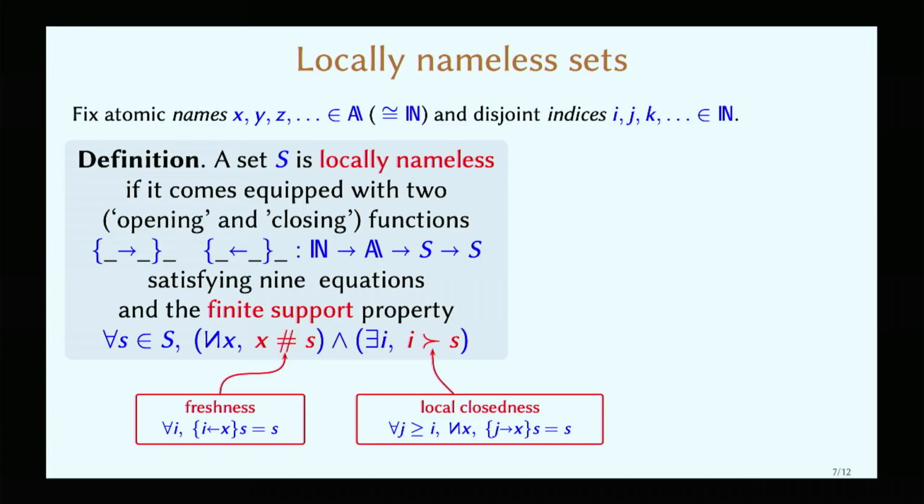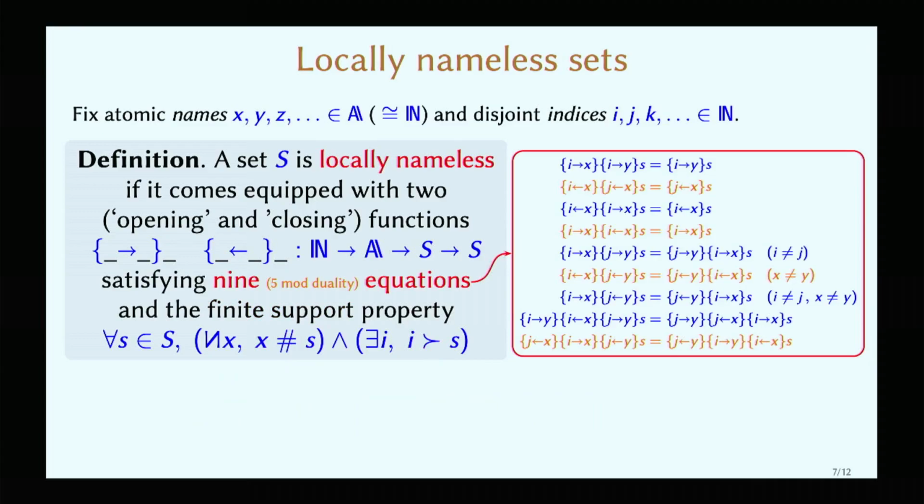And making the definitions this way and using the equational axioms, you can develop the expected properties. I don't have time in this talk to really discuss the axioms in detail. There are 9 of them. Actually, really, there are only 5 because there's a duality between opening and closing.